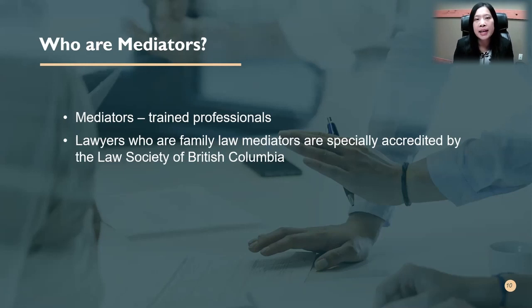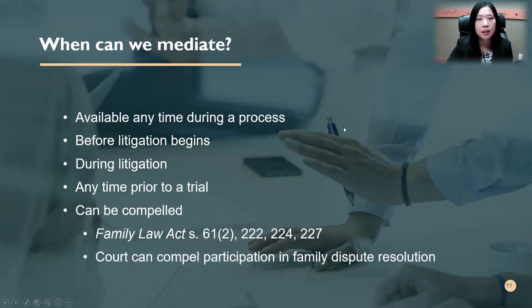So taking a step back and thinking about, well, who are these mediators? Well, mediators are always trained professionals in British Columbia. Lawyers can also be mediators, such as myself, and we become family law mediators because we've gone through the training and have been accredited by the Law Society of British Columbia.